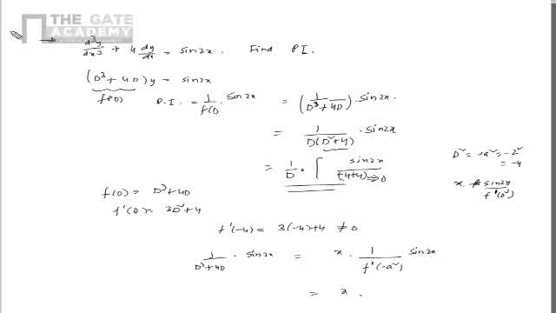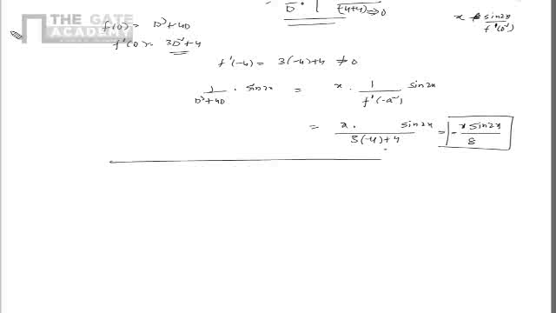So this comes out to be x into 1 by 3D square plus 4. So 3 into minus 4 plus 4, into sine 2x. So this comes out to be x sine 2x by minus 8. Okay, so this is the particular integral for this. So we have seen it for the exponential and sine terms, and you can solve many other problems in order to get the particular integral for various forms.